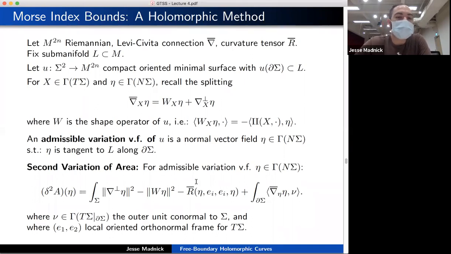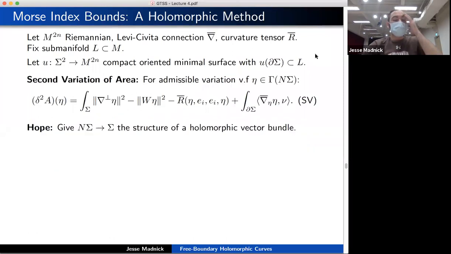We saw this formula last lecture, but now because we're considering surfaces with boundary, we have this annoying boundary integral. As before, we're using the notation that nu is the outer unit conormal, and E1, E2 will always mean a local oriented orthonormal frame for the tangent space. Here I'm summing over i from 1 to 2. And the Morse index basically is the number of admissible variations for which the second variation is negative. It's the number of directions you can vary such that the surface is area decreasing to second order.